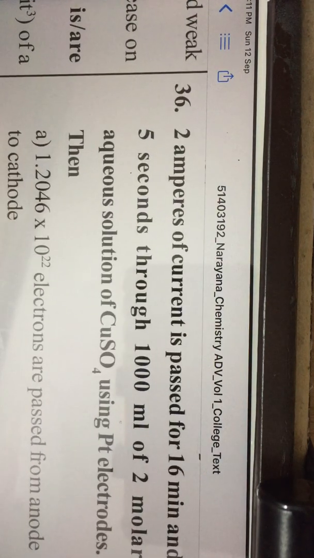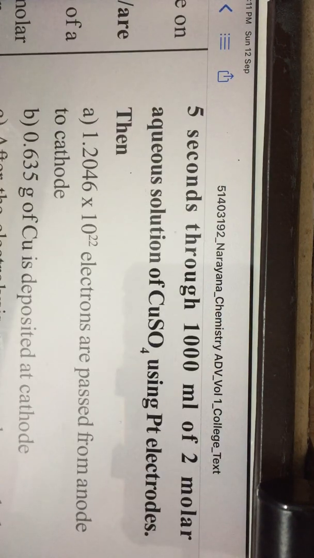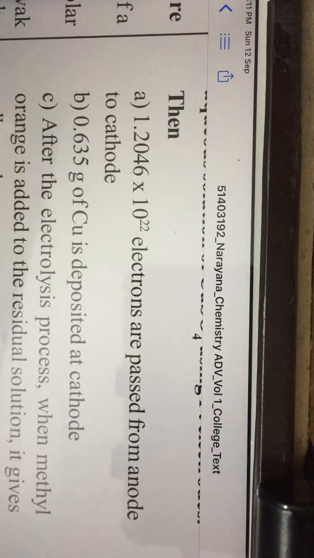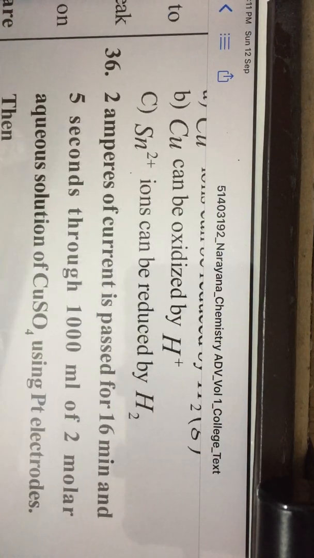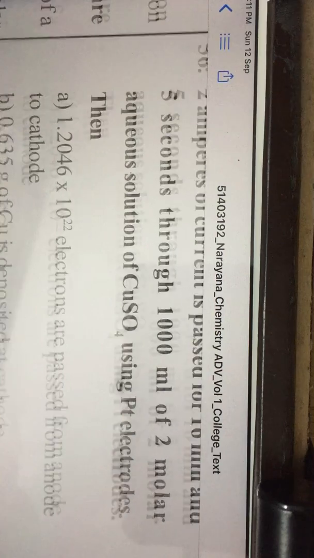Using that logic, you can see for 36, A is a clear-cut possibility. And B is an obvious fact, that for the passage of 0.02 Faradays of charge, you will be getting 0.02 equivalent weights of copper, which is equal to 0.635 grams. Option C: after the electrolysis process, when methyl orange is added to this residual solution, it gives yellow color. Methyl orange gives yellow color in basic medium. The solution, can it be acidic after passing current? You have to see.